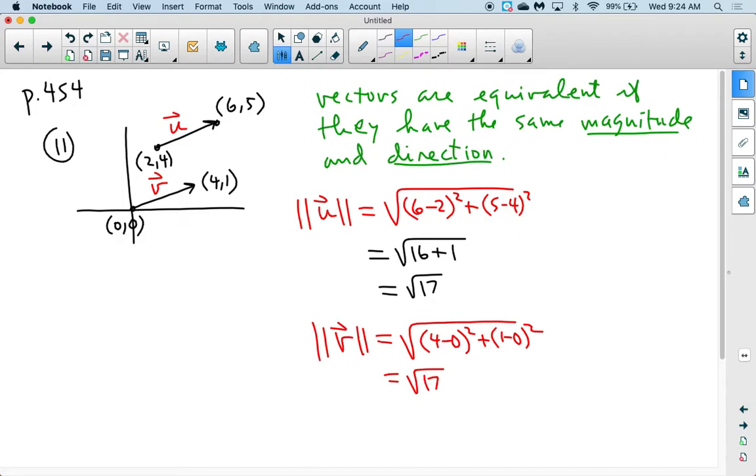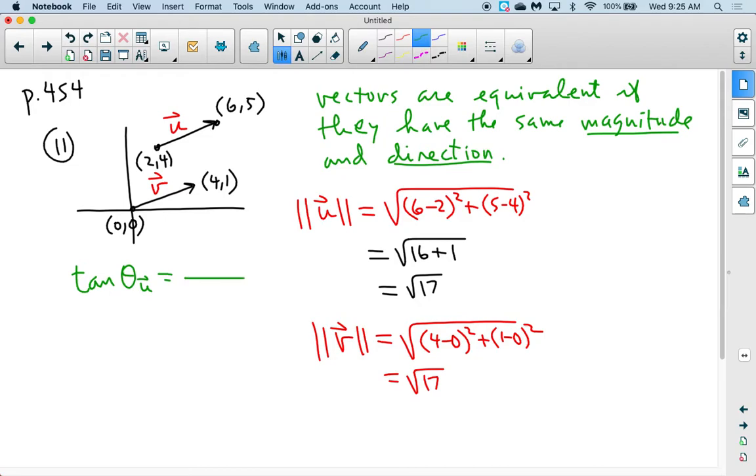What about their directions? Well, they're both pointing in quadrant 1, they're both sort of pointing in the northeast direction, but that alone isn't good enough. You have to really establish that the tan of both direction angles are the same. So, if you go back to earlier things that we wrote, let's check the tan ratio of theta, the direction angle of u. All right, how about that? So that would be what?